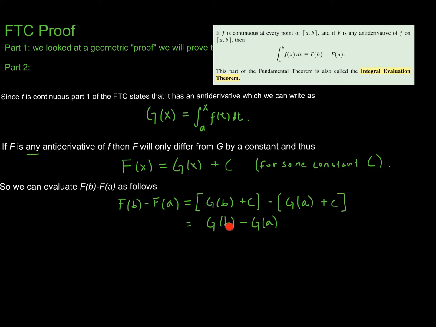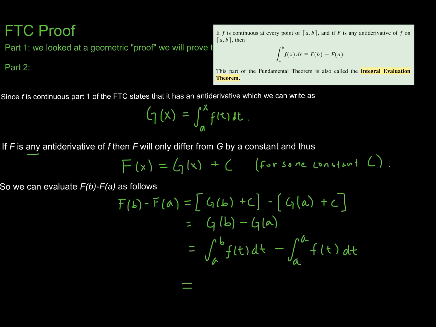Looking back at our definition of capital G, we see that this is simply the accumulator function. So we now evaluate our accumulator function at B and at A. And this is easy enough to do. All that involves is changing our upper limit of integration, and hopefully now you can see how this simplifies.